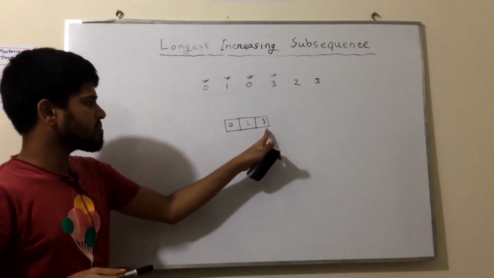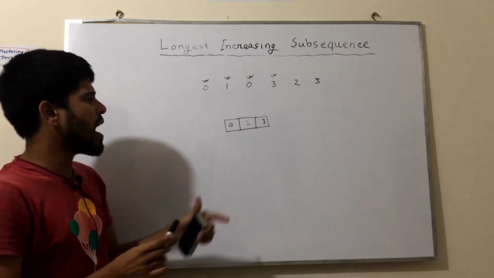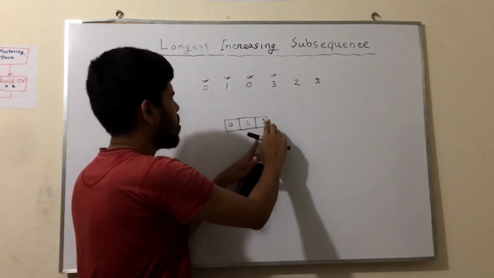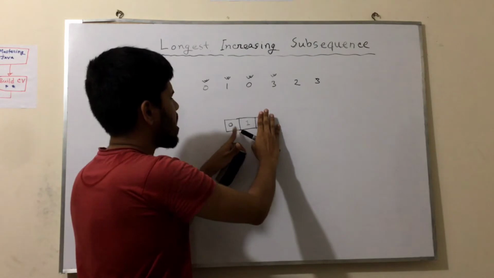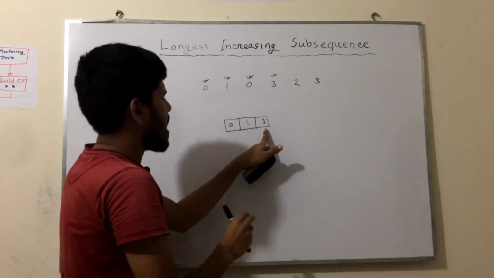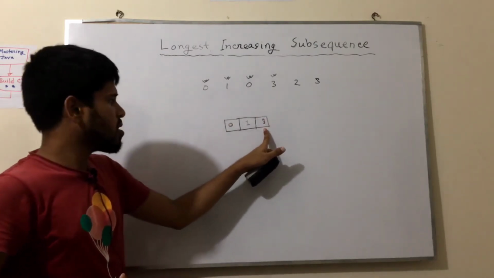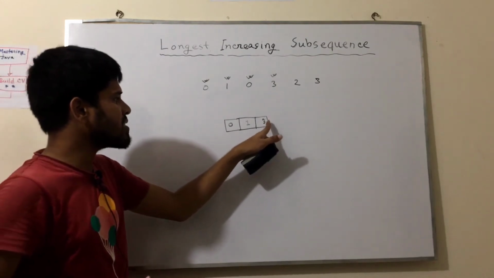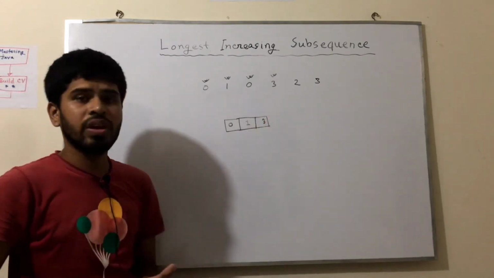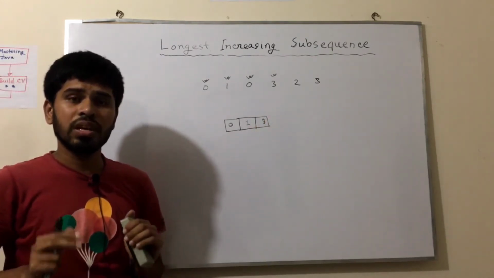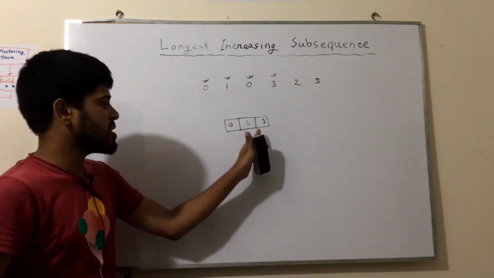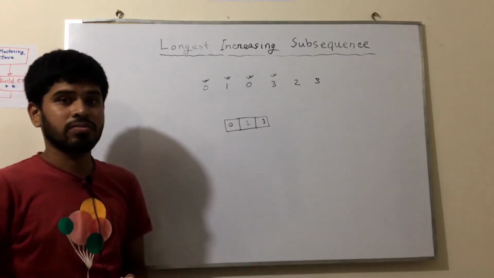It means that we have at least 2 elements on the left of 3 that are less than 3, and those elements are maintaining the relative order of the subsequence.